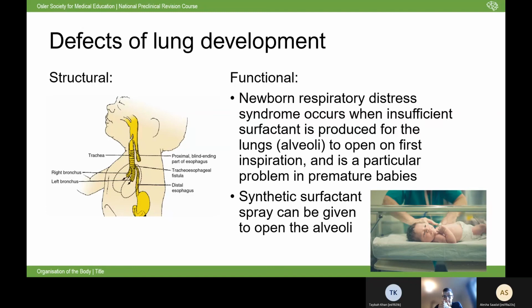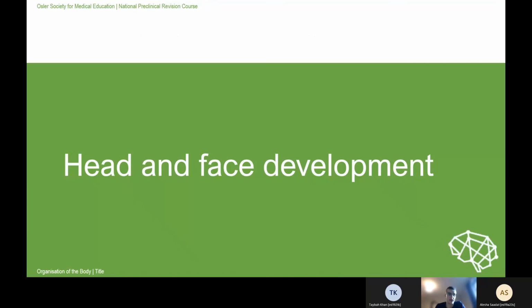So where babies don't produce this surfactant, often because they're very premature, they experience acute respiratory distress. It can be very severe, but it can also be very simply treated by giving them a little oral spray of synthetic surfactant to allow the alveoli to open.